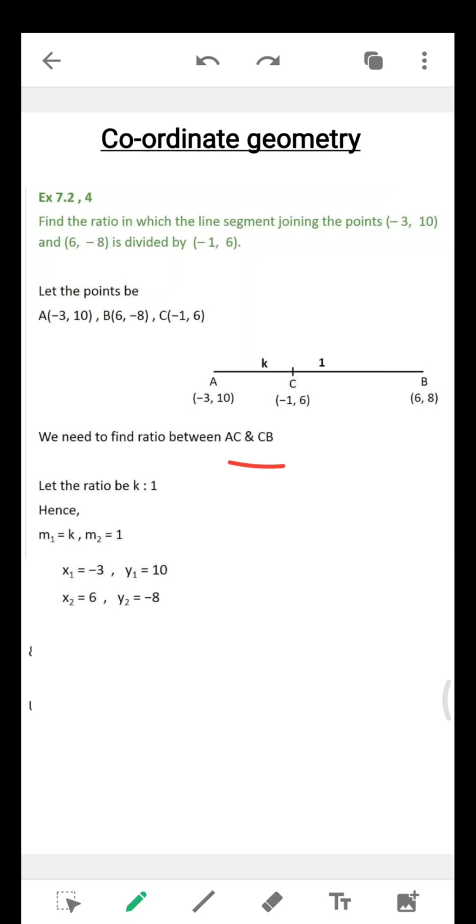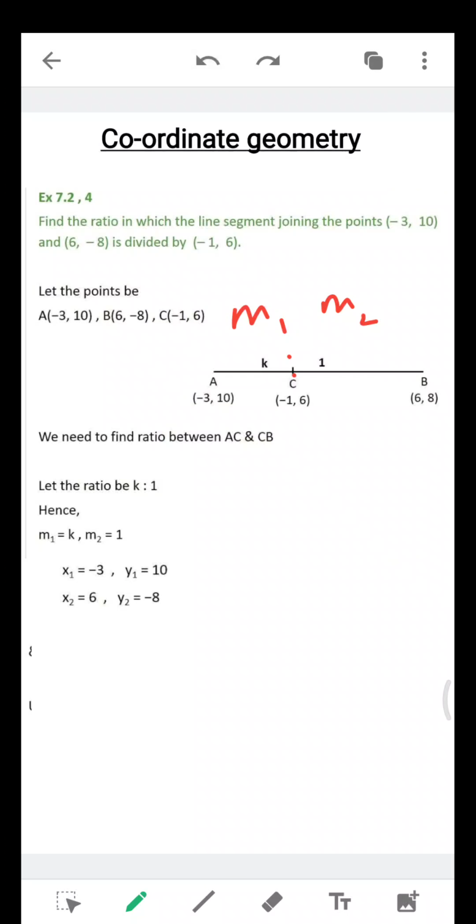So we need to find the ratio between AC and BC. Let the ratio be k is to 1. What is this k? You'll come to know about that. Once we find k, we'll get our ratio at the end. So this k is your m1 and m2 is your 1. So k is to 1 is our ratio. I have taken here m1 equals k and m2 equals 1.